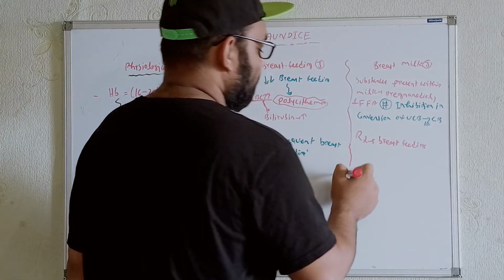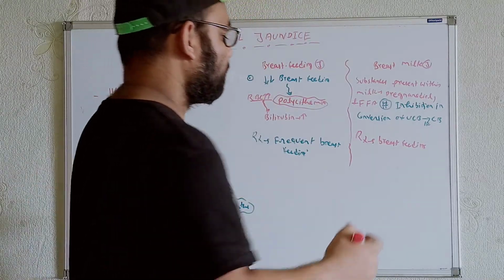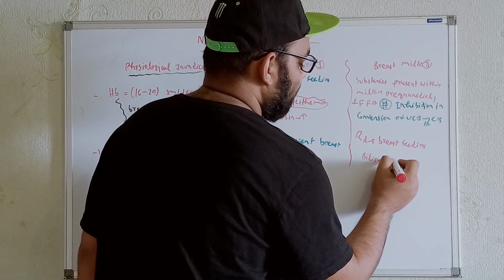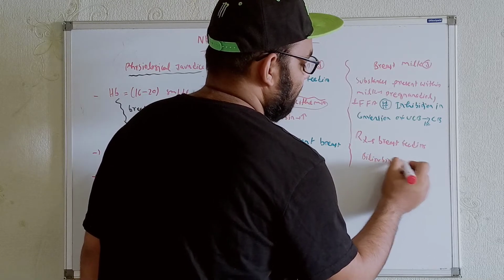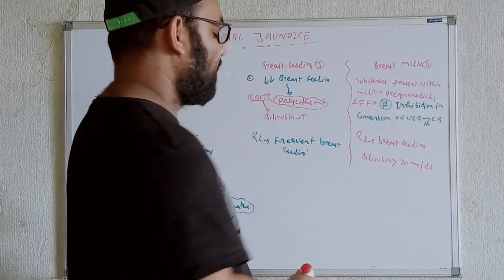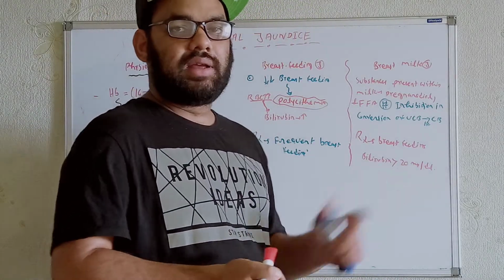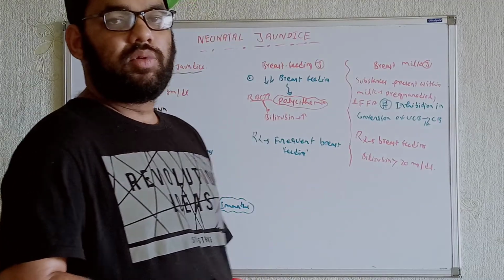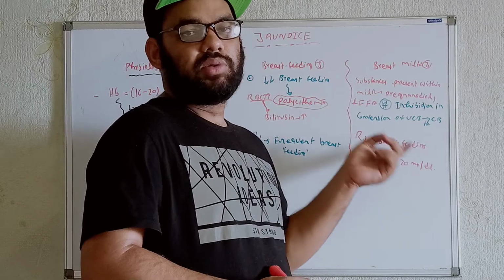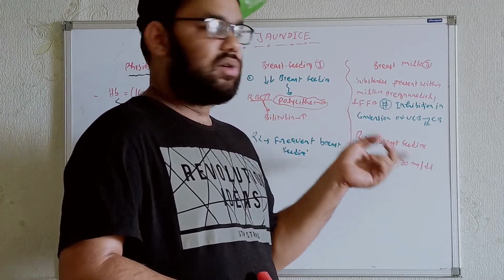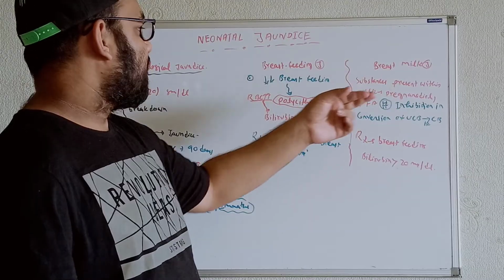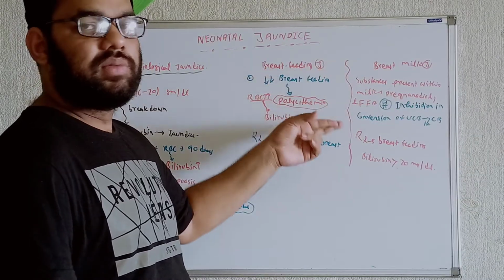The breastfeeding should be held only if the bilirubin level goes beyond 20. Then we can say breastfeeding should be held for a while. After that, breastfeeding should be resumed, because we don't have any kind of medications. The only food, the only fluid for the neonates at that time, is the breast milk. This is breast milk jaundice.